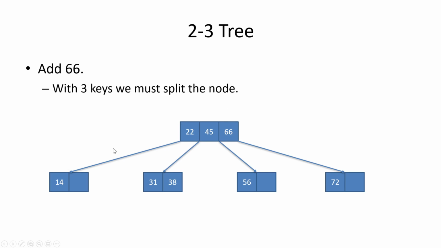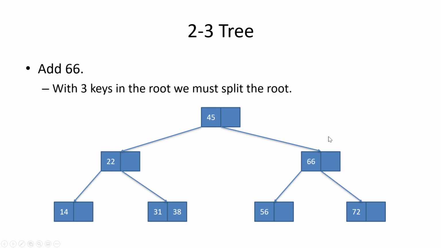The 22 will become the new left child, the 66 will become the new right child, but their children are untouched, so these connections here, untouched, okay? So again, we're going to split the root. Afterwards, the 45 became the new root, its left child was the 22, its right child was the 66, and the 22 and the 66 brought their children down with them. Okay, so in the split, they just held on to those two children.